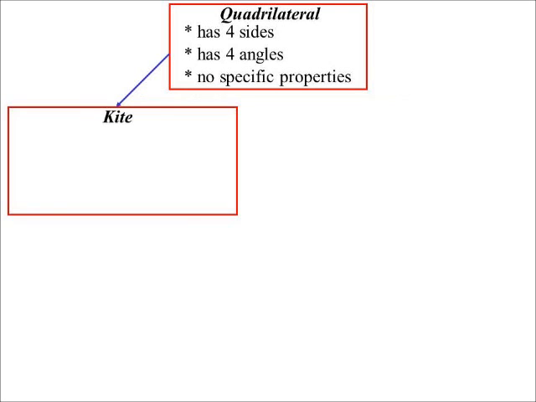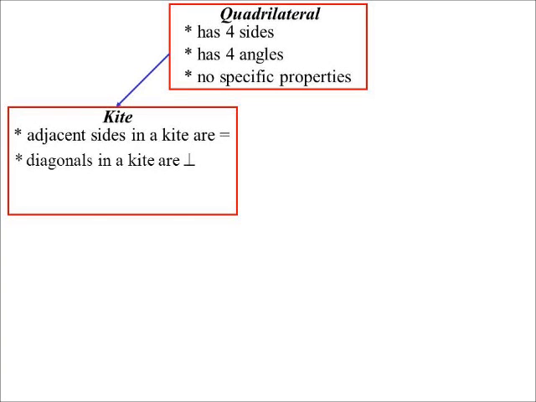Let's branch over to the kite. Now, the kite is the one where you've got a pair of adjacent sides equal, and in fact there's 2 pairs of adjacent sides equal. We get that classic kite shape. The other thing we know about a kite, diagonals are perpendicular. So the diagonals are always perpendicular in a kite.